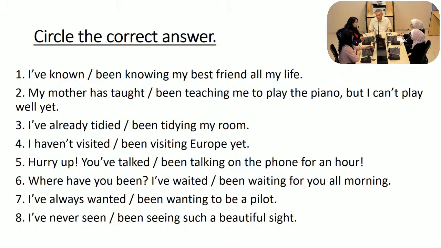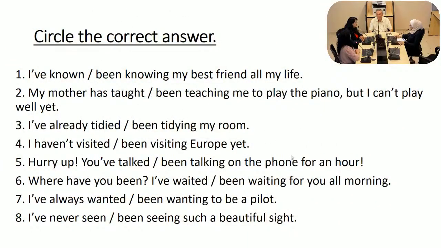Hurry up. You've talked or you've been talking on the phone for an hour. So for an hour indicates you've been talking for a very long time. So you've been talking on the phone for an hour. Actually, hurry up is an order, an imperative, and usually we give imperatives at the time of speaking, and when it is at the time of speaking, the continuous tense prevails. Where have you been? Wait is a long verb, so I've been waiting for you all morning. It needs time.